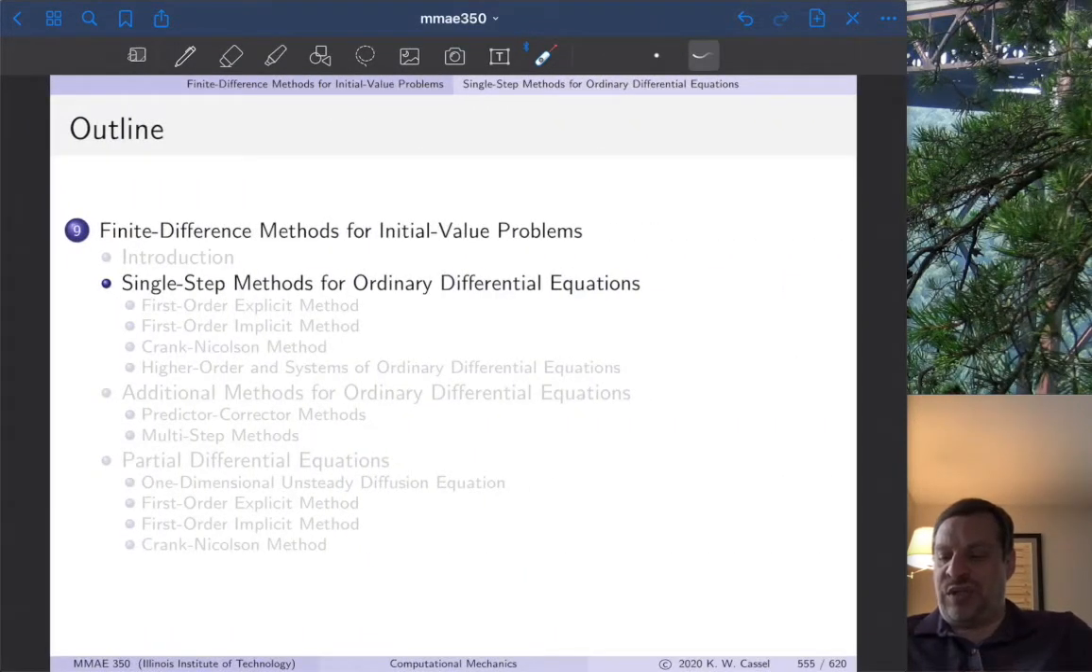And so as you can see, we'll start with single step methods, then there are some additional methods. We'll talk briefly, just a brief overview about multi-step and predictor methods before we move on to PDEs. So in the next video, we'll look at first order explicit methods.